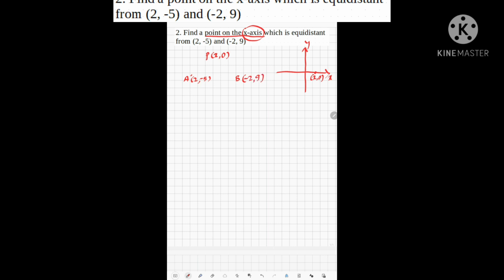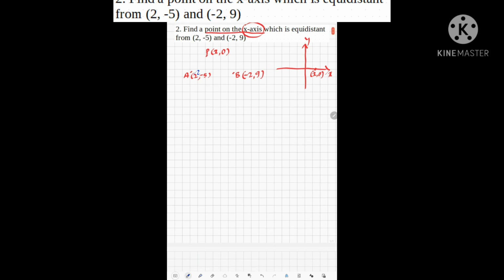That means this is the point P, this is point B, this is A. The distance AP is equal to BP. Both distances are equal, because in the question it says equidistant. That means the point P is at equal distance from A and B. By using the distance formula, first we have to find the AP distance and then the BP distance.